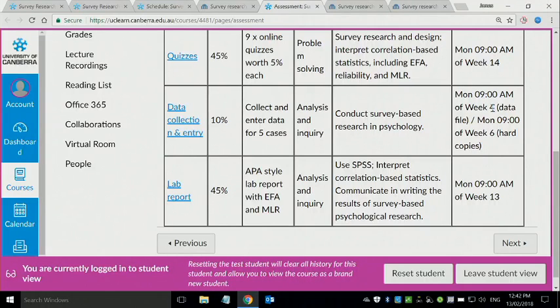The key thing is there's no marks at all unless you can produce the electronic data and the hard copy data on time. If one of those is missing, no marks. So basically there's only marks for valid, verifiable, on-time data. Now, in a moment I'll tell you a bit more about that because it's the first thing to do. And then the third component of the assessment is an APA-style lab report.